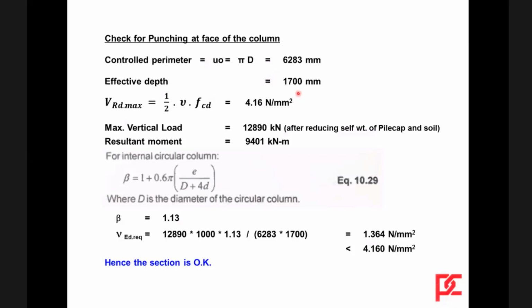We have taken an effective depth of 1700, and then a perimeter of 6283, and then using all these formulae, we have calculated VD required as 1.364 against the capacity of 4.16 for the grade of concrete that we have used. Hence, the section is okay in punching shear. We have just given typical calculations which are required in the design of the pile and pile cap.